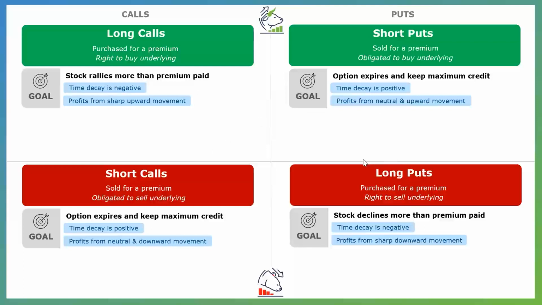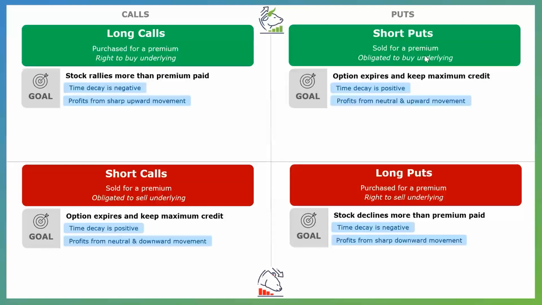A short put, let's go for a long put first. A long put, purchased for premium, right to sell the underlying, and this profits when the stock declines more than the premium paid. Time decay is negative, because again, like a long call, you want to be able to sell this put option for more than you bought it for, and it profits from a sharp downward movement.